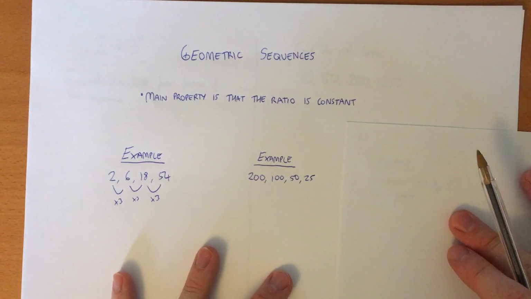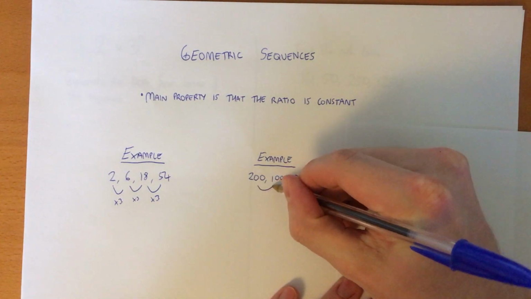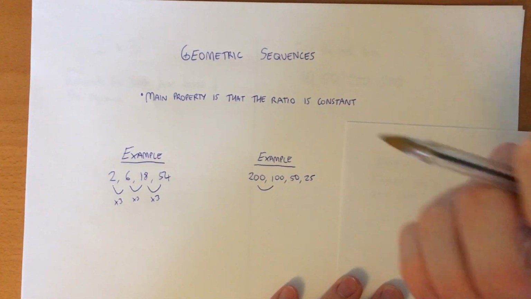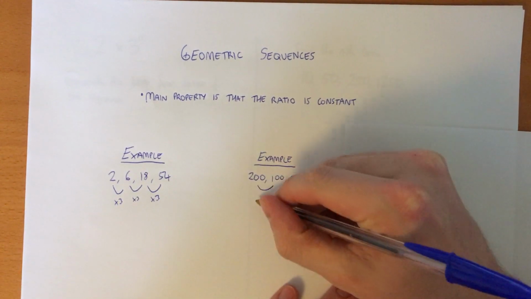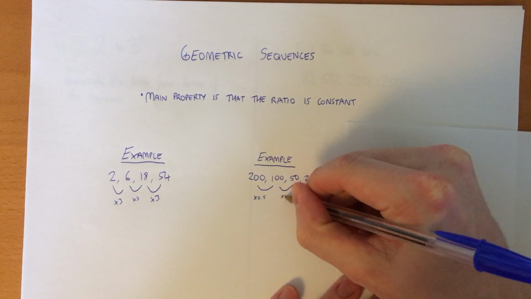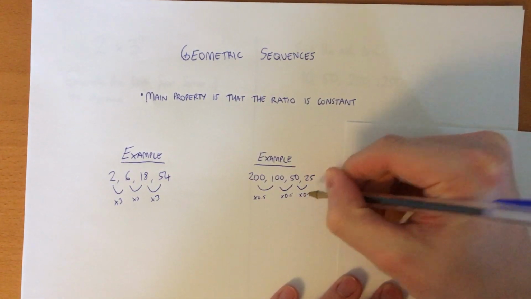This one here, 200, 100, 50, 25. Remember, I know a lot of you might think, oh, you divide by 2, but because we're multiplying here, we've got to think what we're multiplying by. So to get from 200 to 100, we multiply by 0.5. 100 to 50 times by 0.5, 50 to 25 times by 0.5.